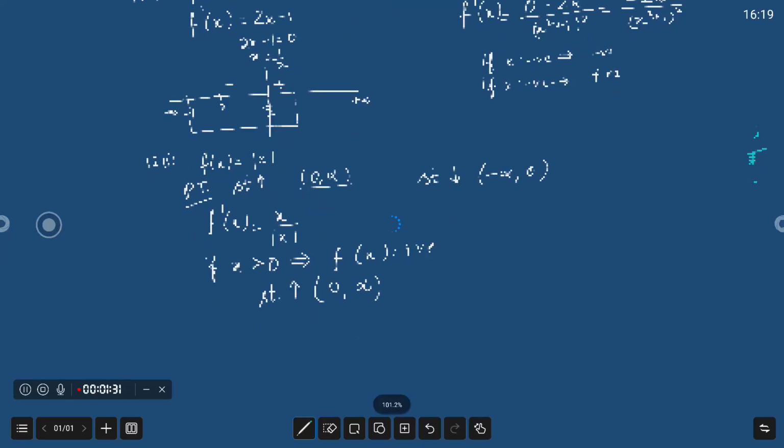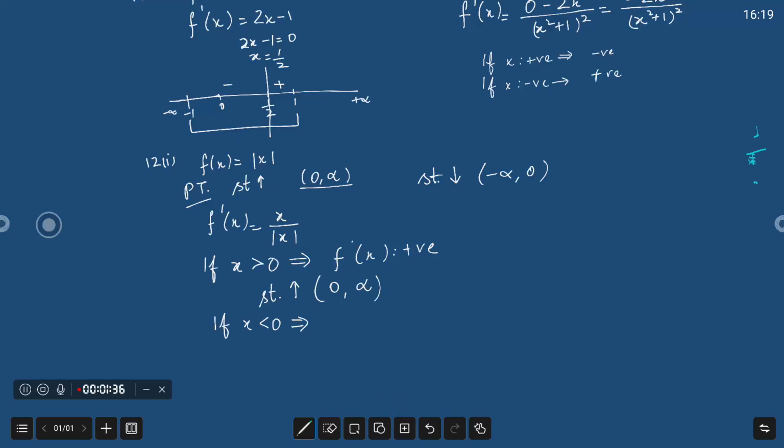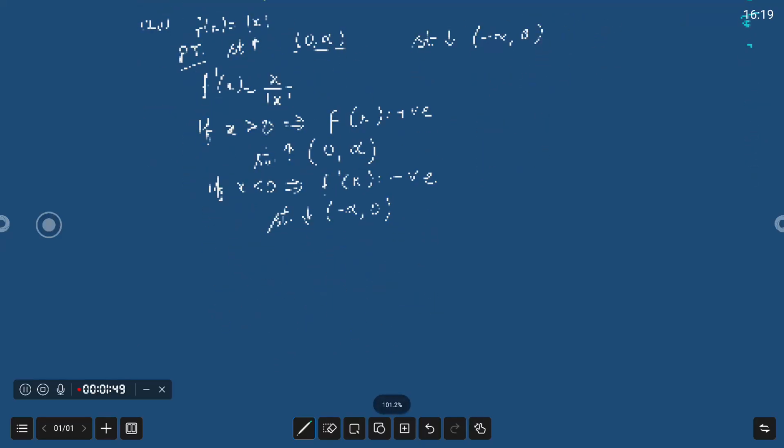And if x is less than 0, the derivative will also be negative. So that means it is strictly decreasing in the interval minus infinity to 0. Fine. So modulus and squares need to be treated equally, similarly, because both will always give you positive values, right?